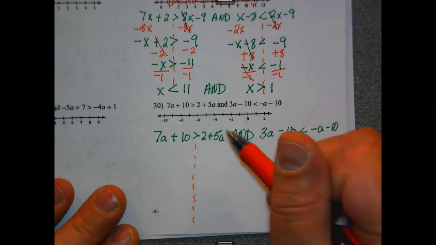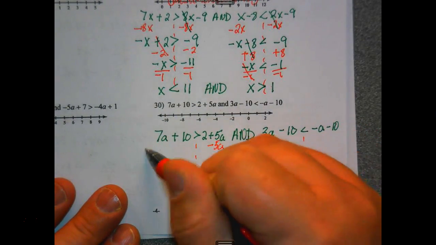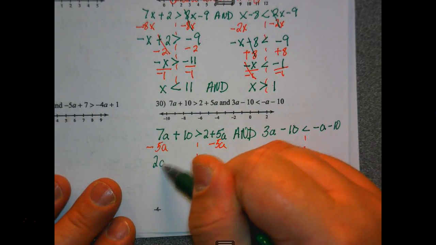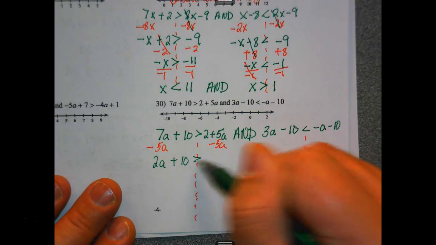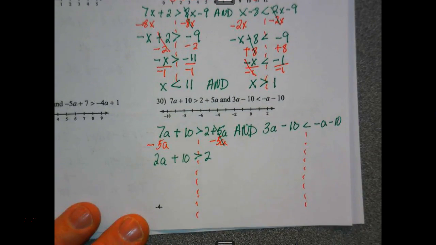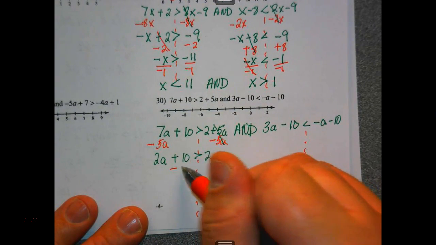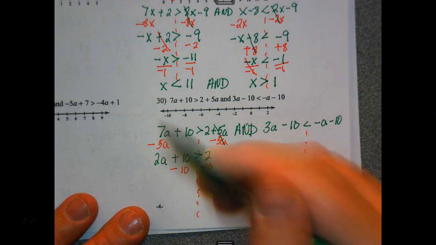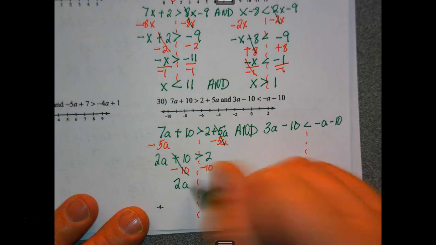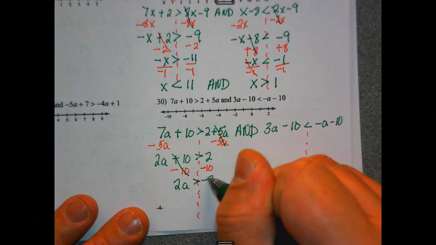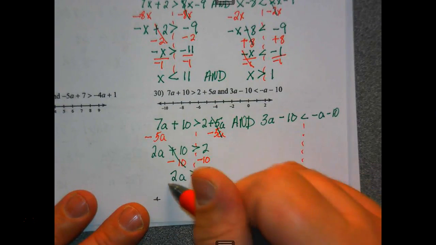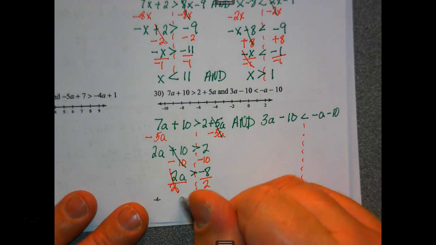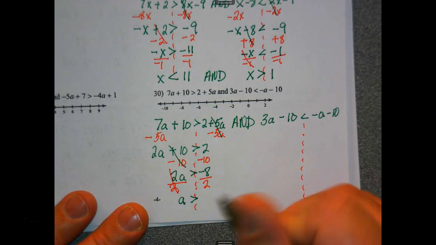All right. Let's see. I'm going to subtract 5a. I get 2a plus 10 greater than 2. Subtract 10. I get 2a greater than negative 8. Divide by 2. I get a is greater than negative 4.